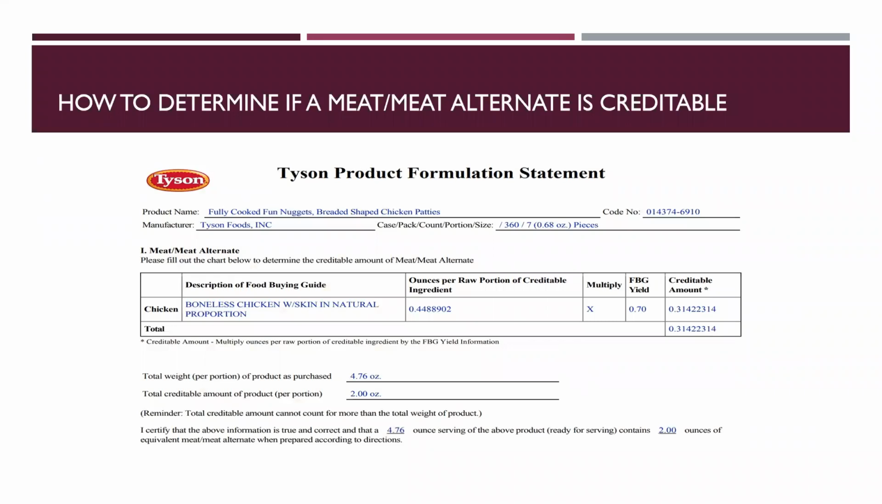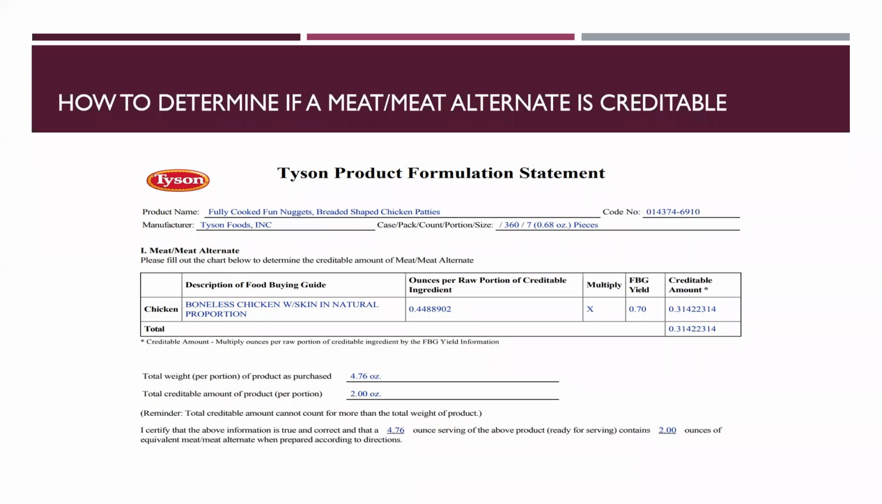The other way to determine that a meat alternate is creditable is a product formulation statement. The product formulation statement identifies how the food item credits for the meal pattern. A product formulation statement is a document developed by manufacturers that provides specific information about how a product credits towards the USDA meal patterns for child nutrition programs.